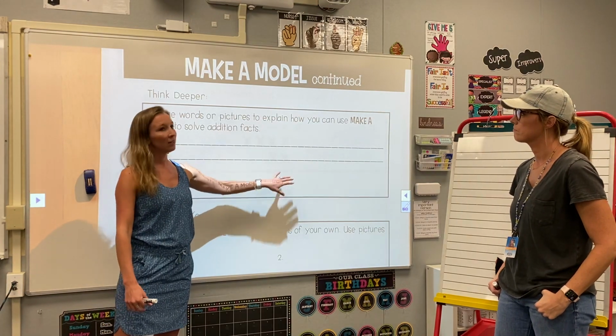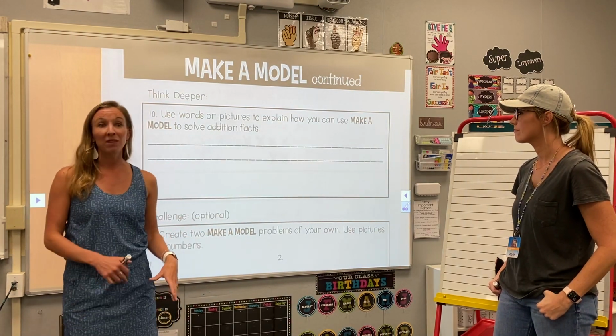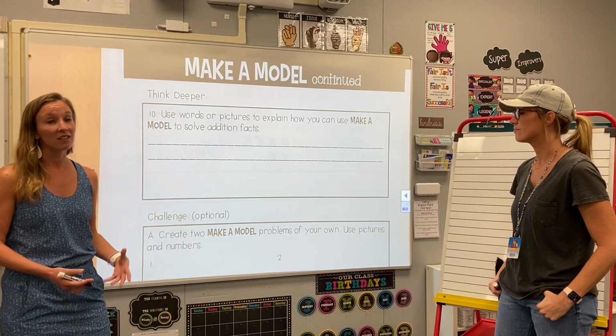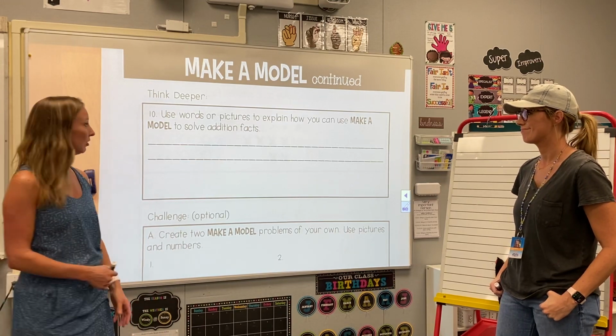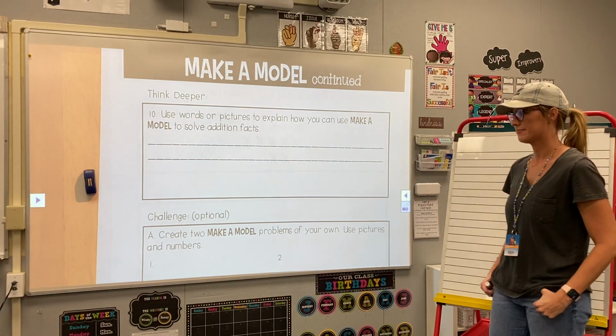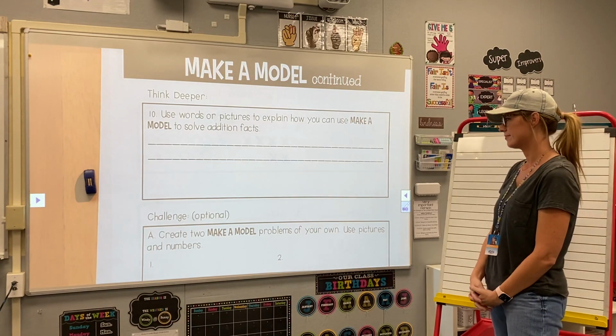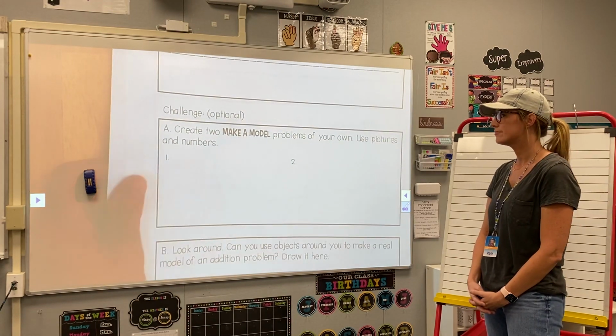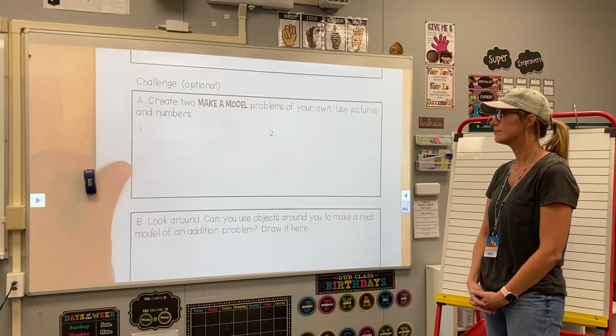All right? Now, some of you might need a challenge. You might be thinking, I already know my addition facts. I want something a little bit more difficult. At the bottom, there is a section that is optional. And optional means you don't have to do it. You can do it if you want.